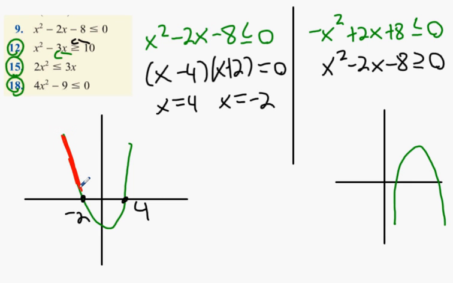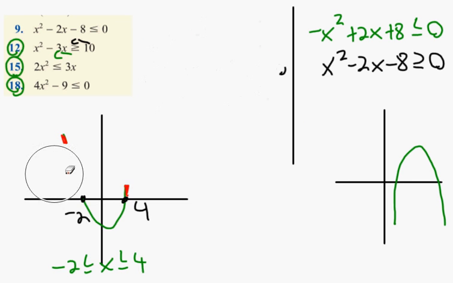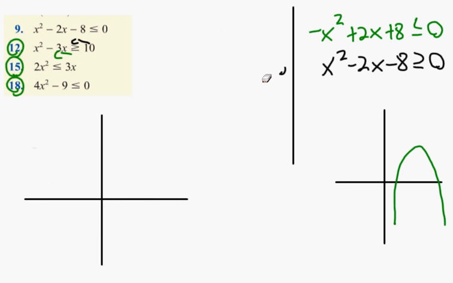So that's the red area there, and the green area is in between, so it's going to be minus 2 less than or equal to x less than or equal to 4. Alright, so look, that one's no bother. What's different is this one over here.